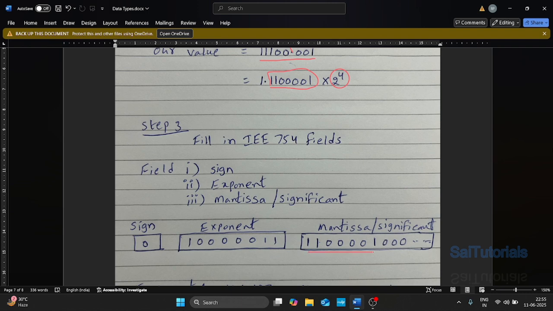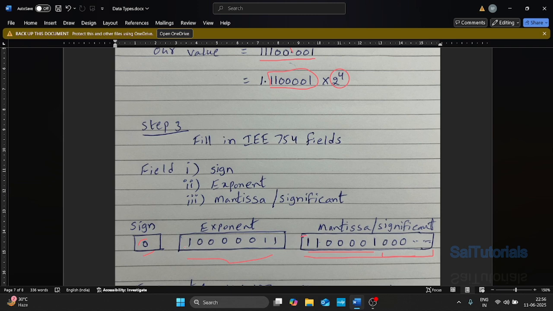And I have remaining bits, right? Because float is 4 bytes, and 4 bytes means 32 bits. So this is 1 bit, here I am leaving 8 bits, and the remaining 23 bits will be there. In those 23 bits I kept some values, and the remaining positions will be filled with zeros. Now we have kept the sign and filled the mantissa value.